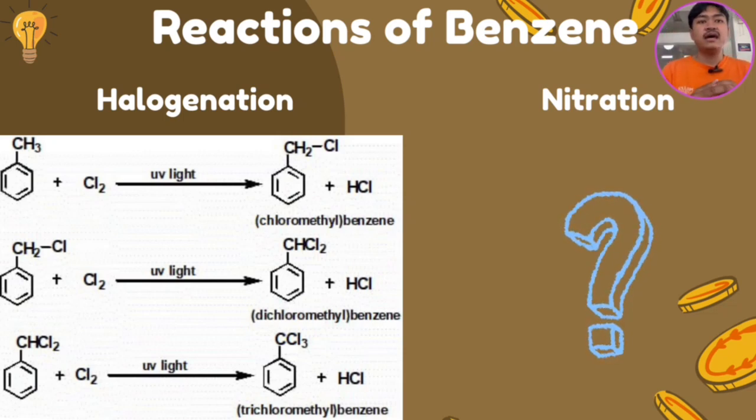In this case, exposure of UV light on a combination of benzene, CH3 and CH2 adds chlorine and hydrogen.